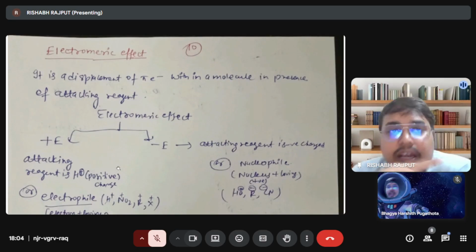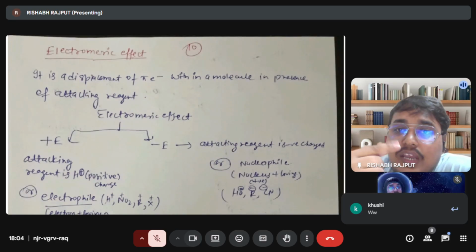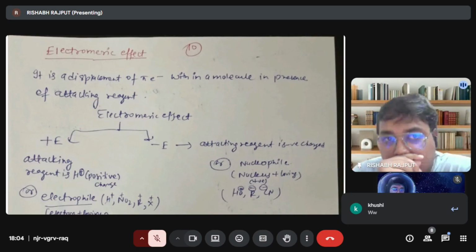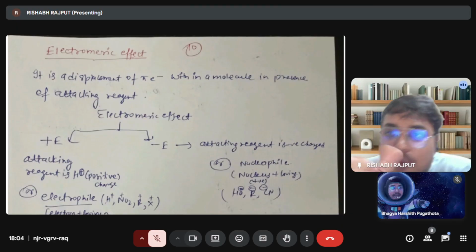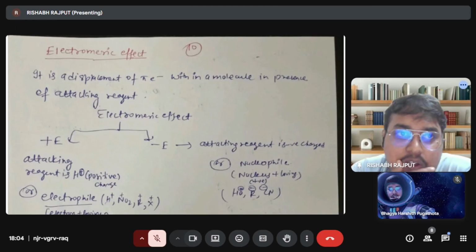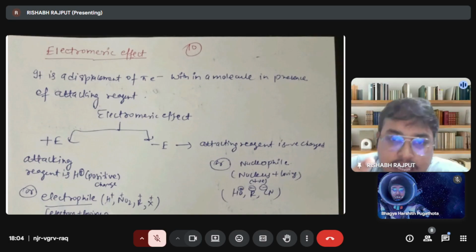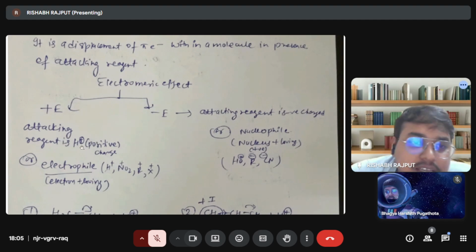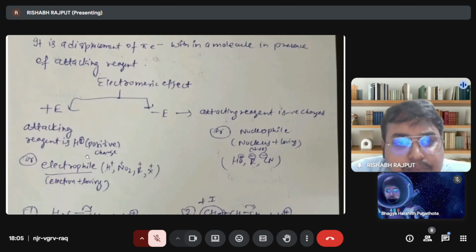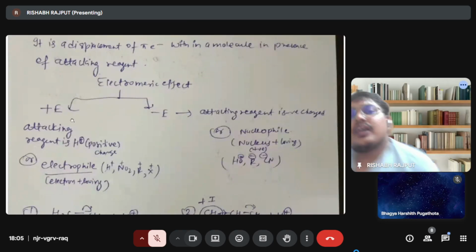See guys, in the induction effect, you know already, polarization of electrons will happen, and those electrons are sigma electrons. But in the electromeric effect, displacement of pi electrons will happen in the molecule in the presence of an attacking reagent. That is the electromeric effect. The electromeric effect is also of two types: plus E and minus E. What does plus E mean? Here the attacking reagent is a positive ion, positive charge, like H positive, NO2 positive, R positive, X positive. That is an electrophile. That is plus E.